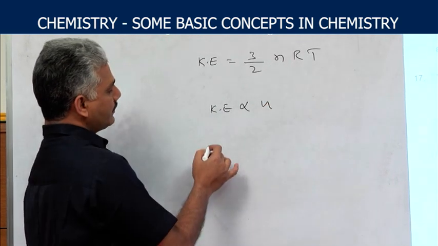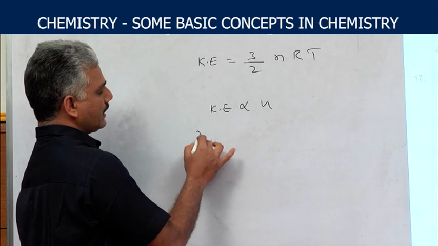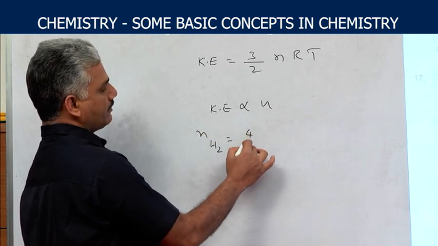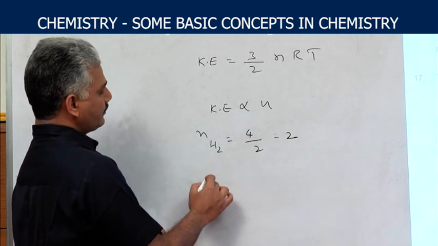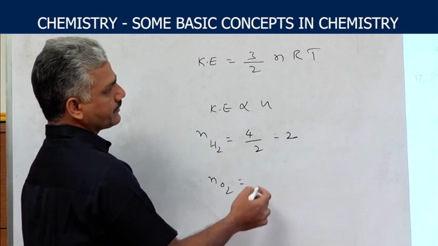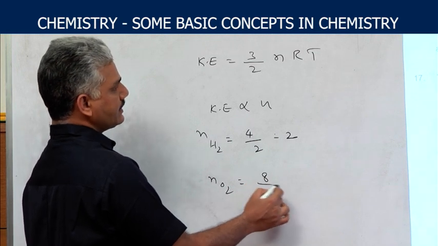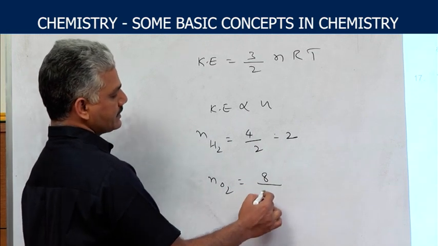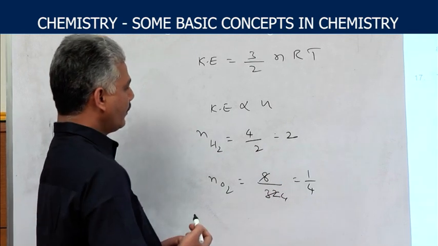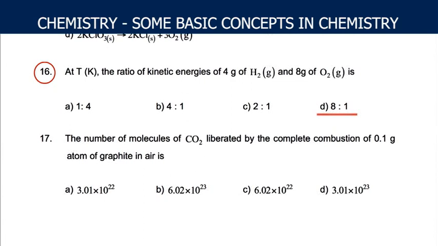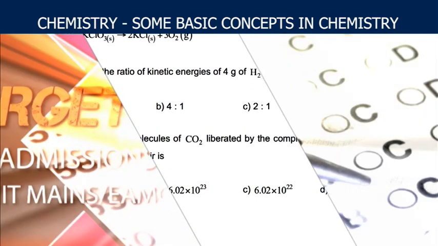So, the number of moles of hydrogen we have to calculate first. It will be 4/2, that is 2. The number of moles of oxygen: 8 grams is the given weight. Oxygen molecular weight is 32. So, it comes out to 1/4. The value comes out to 8:1. So, for the 16th problem, the correct option is D, 8:1.